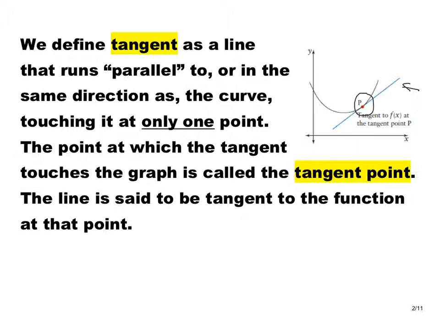You just have to remember that this line, which is tangent to the graph, runs in the same direction as the curve. We do not call a line like this one, which crosses the curve only at one point, to be tangent, because it does not run in the same direction as the graph.